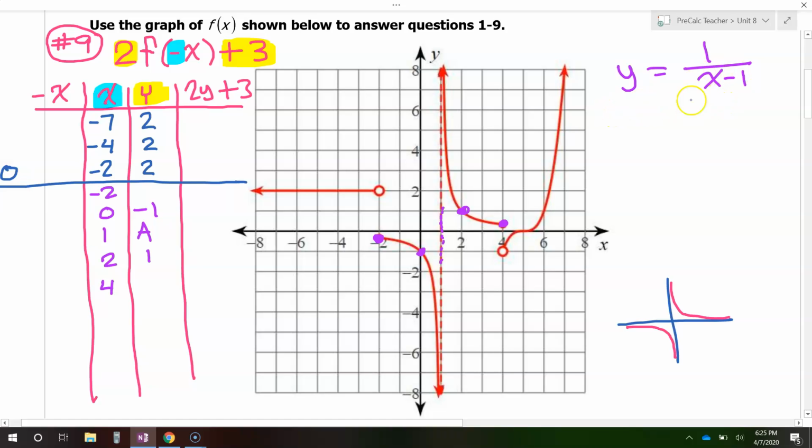So I can use this equation to get the y values. All right, I don't see any way around it. So if I do -2, for example, then that would mean I would have y equals 1 over -2 minus 1. So that would be y equals 1 over -3. Okay, so this is going to be -1/3. So I've got -2, comma, -1/3.